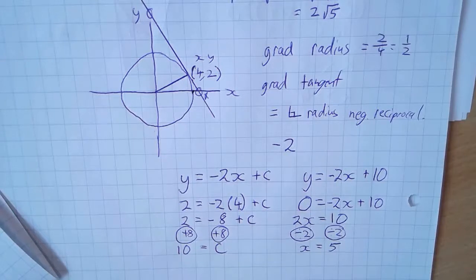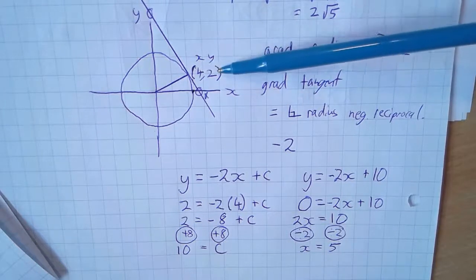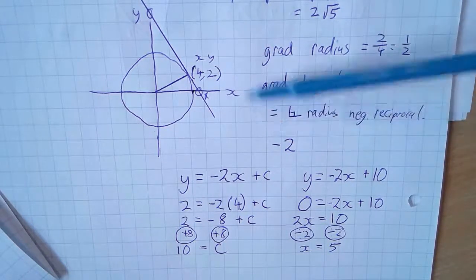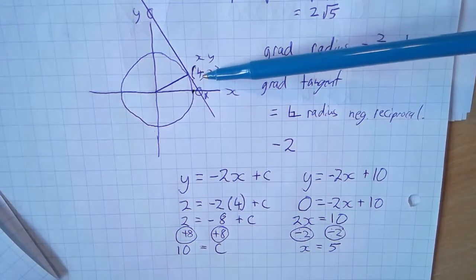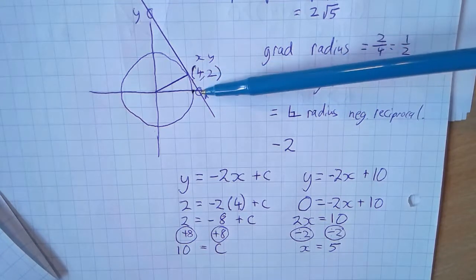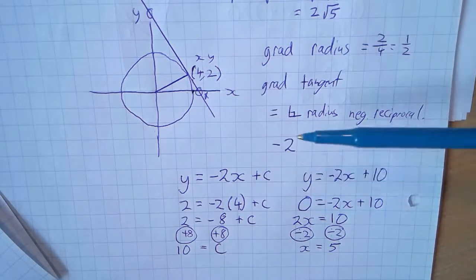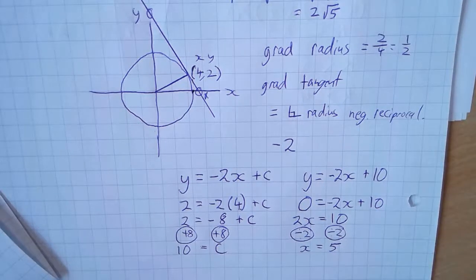That's quite a long method, going through each step very carefully. You could have found that a lot more easily by using a common sense method. If this is at (4, 2), and your gradient is -2, then if you go one more along, you're going to have to go down 2, so this is going to be the point (5, 0).